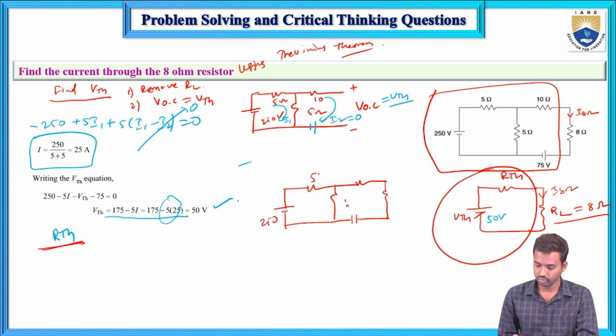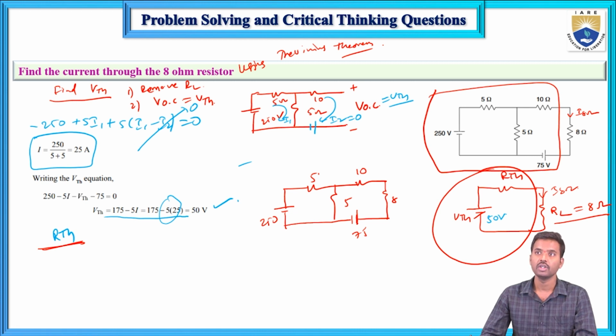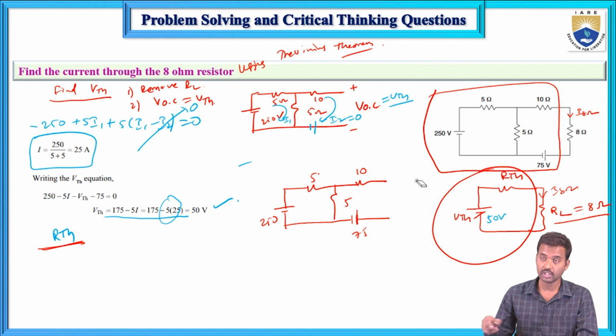$250, 5 and 10 and 8 ohms, and this is 75. So to determine the RTH, first remove the load resistance from a given circuit, and voltage sources are replaced by short circuited and current sources are replaced by open circuited. So this 8 ohms resistor is replaced by open circuited, and this one is replaced by short circuited. This 75 volts is replaced by short circuited, and this 250 volts is also replaced by short circuited.